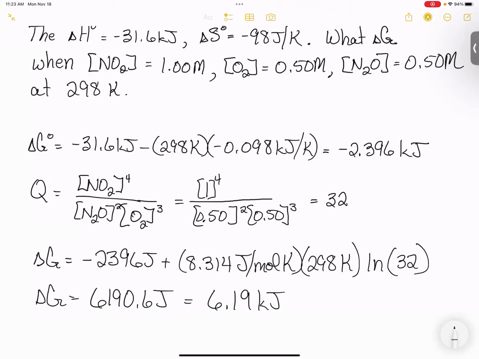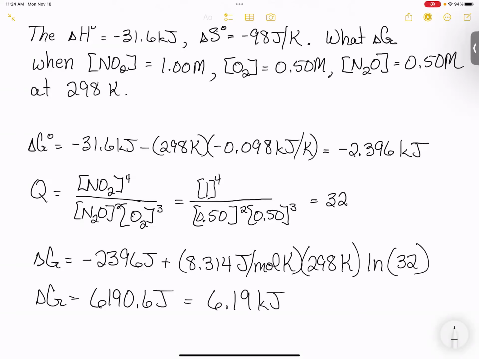So I calculated delta G naught. That's a negative 31.6 kilojoules minus 298 Kelvin times a negative 0.098 kilojoules per Kelvin. Make sure your units match. When you do so, you get a negative 2.396 kilojoules, meaning that this reaction under standard conditions is favorable. However, because we're not certain if it's under standard conditions or not, we have to assume it's under non-standard conditions.